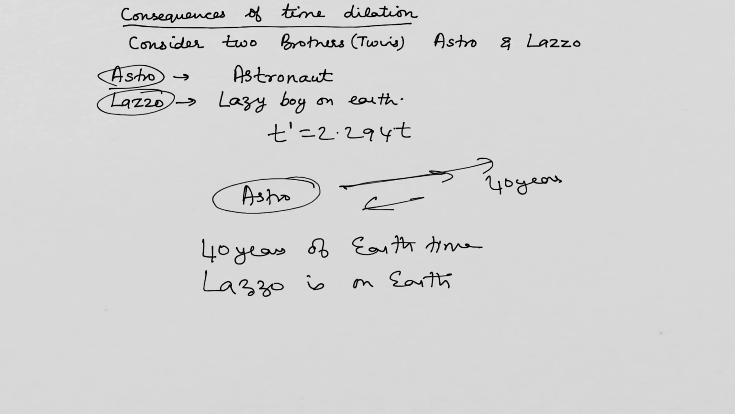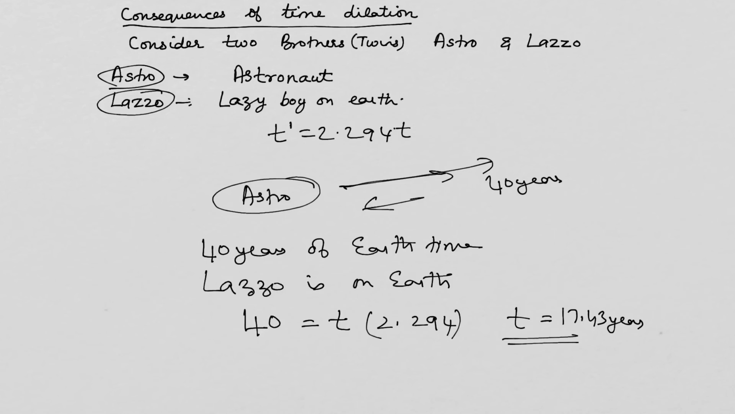So when we use the equation, 40 is equal to T into 2.294. Sorry, there's no dash here. Rearranging, we get T is equal to 17.43 years. So this means that the astronaut, Astro, has aged only 17.43 years, while Lazo has aged 40 years.